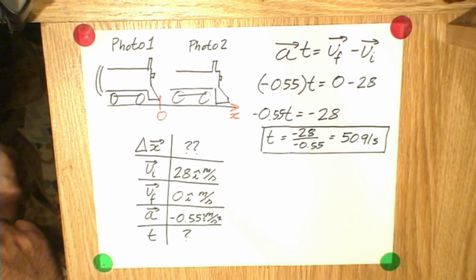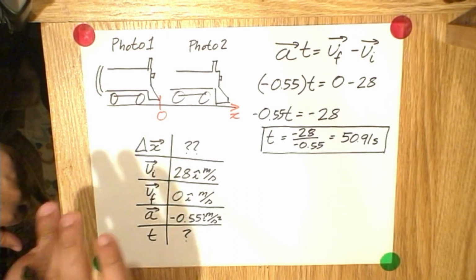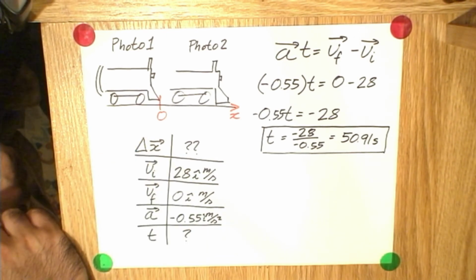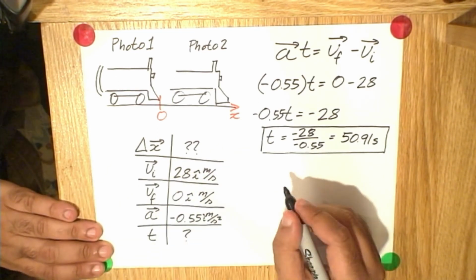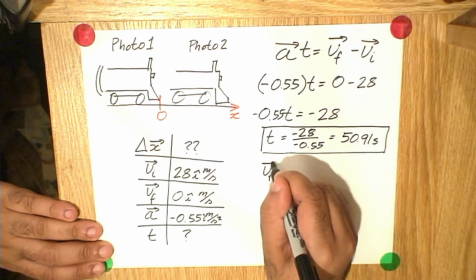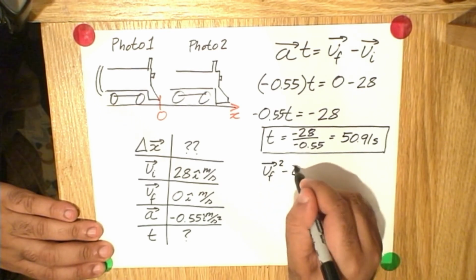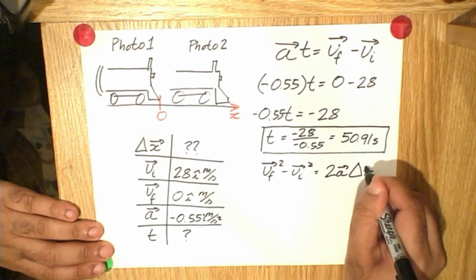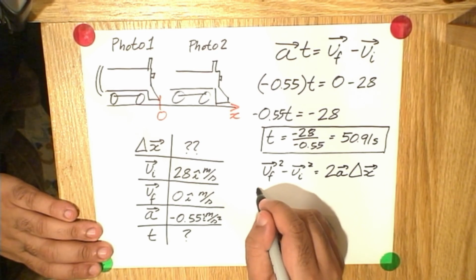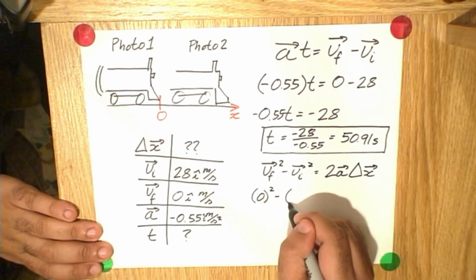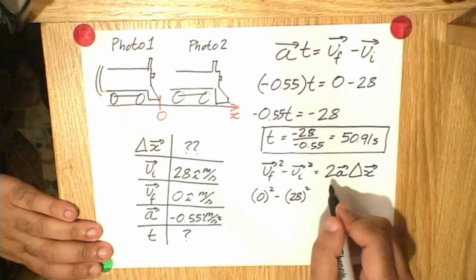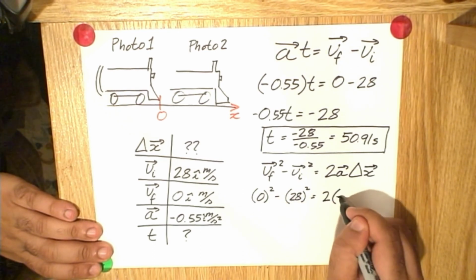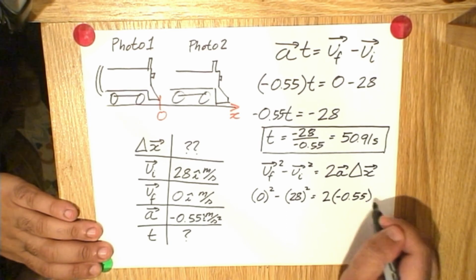And now we need to find the displacement. At this point, we have so much information, we can use any one of the other toolbox equations to solve for displacement. It's been a while since we've used toolbox equation 4, so I'll go with that. v final squared minus v initial squared equals 2 times a times delta x. So v final squared minus v initial squared is equal to 2 times acceleration, negative 0.55, times delta x.